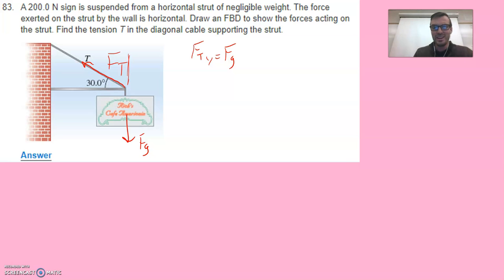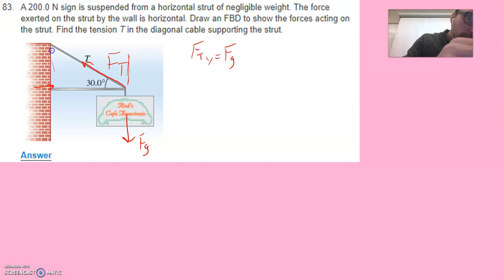What force is to the right? Well, the answer is the wall. So the wall is actually pushing there. But we might not have to get into that much detail yet for this one, because this just says find the tension in the diagonal cable supporting the strut. So here it is. Let's see what we can learn here.